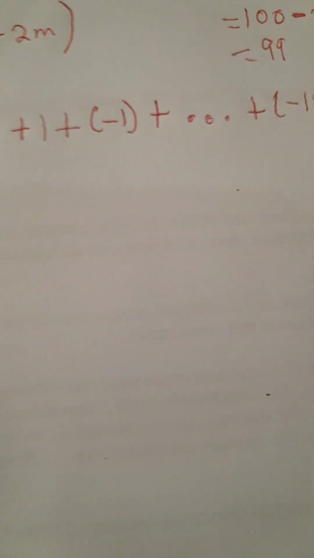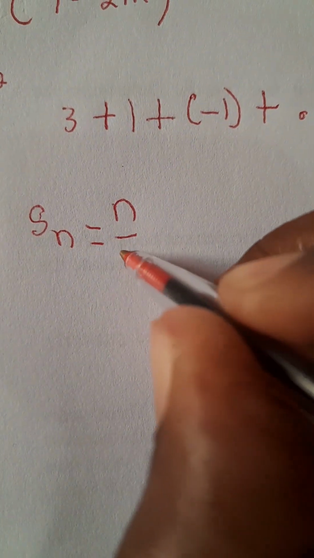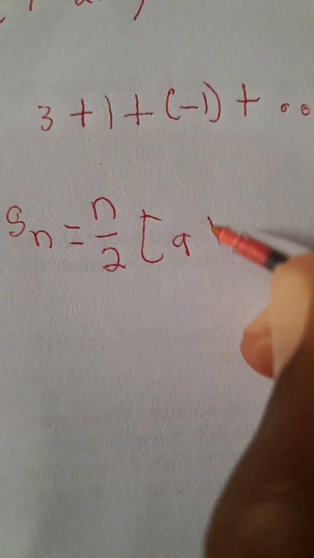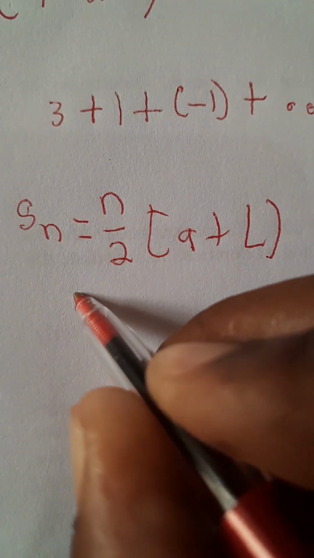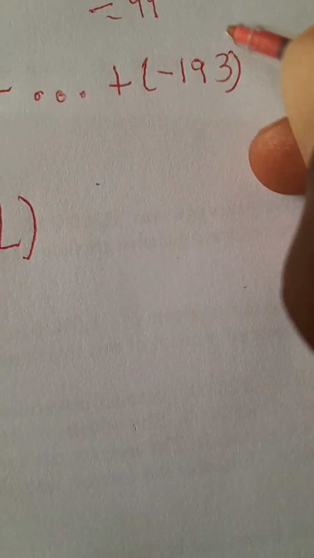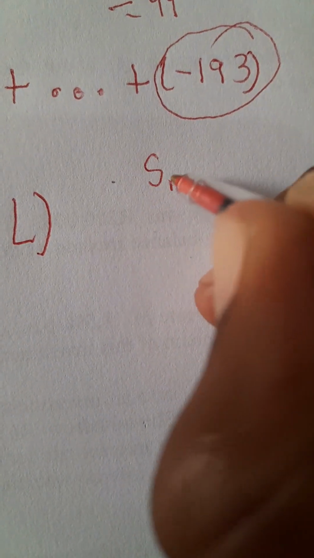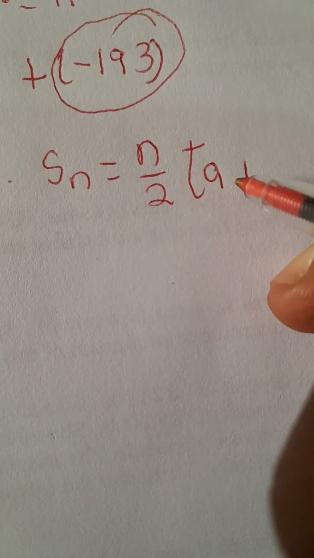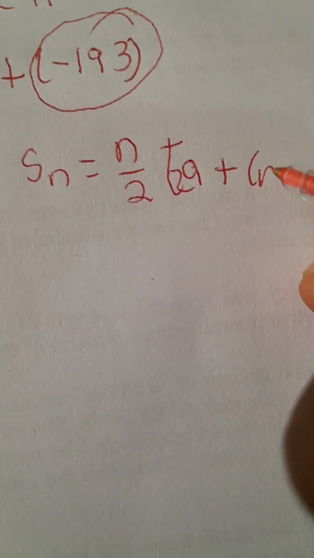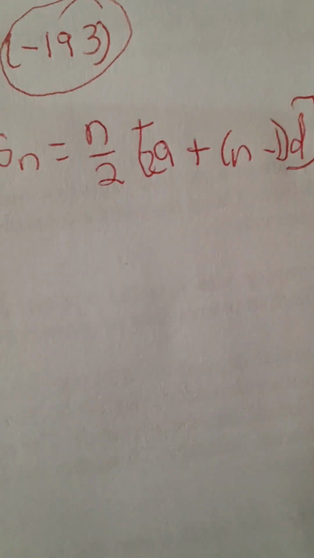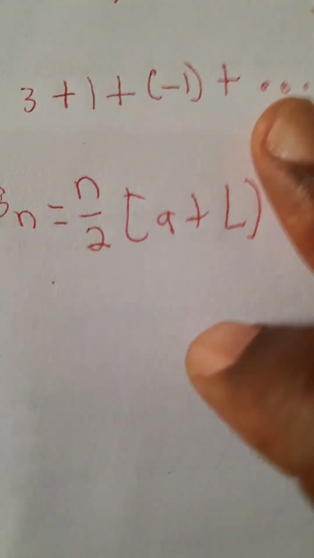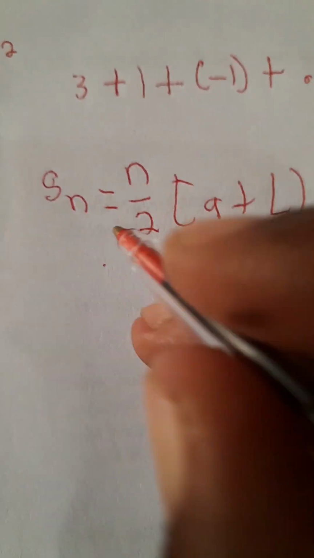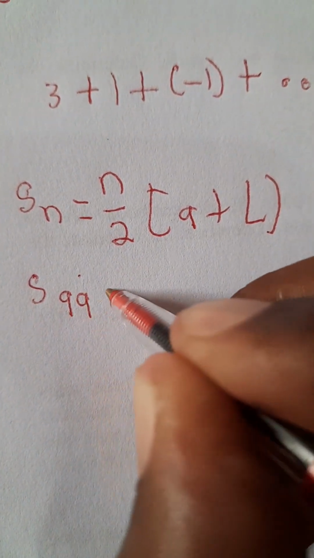Okay, so from there, we can use this formula, S n equals n all over 2 times a plus l. Why I'm using this one is because I have a last term. Or you can use this one where the difference is known, 2a plus n minus 1 d. You can use this one, but in this video I prefer to use this one because I already have the last term there. So remember that you're calculating where n is 99.